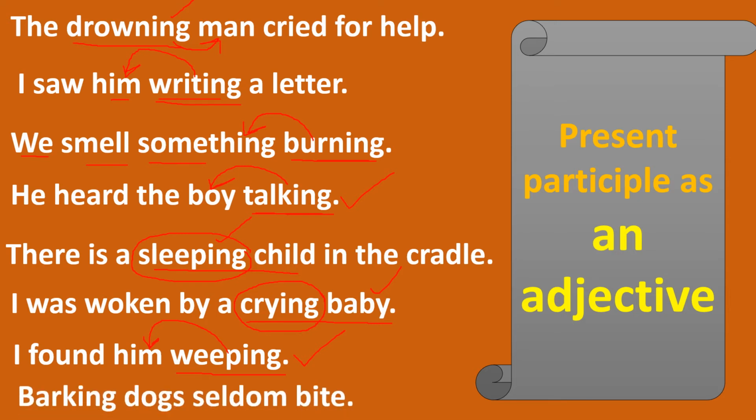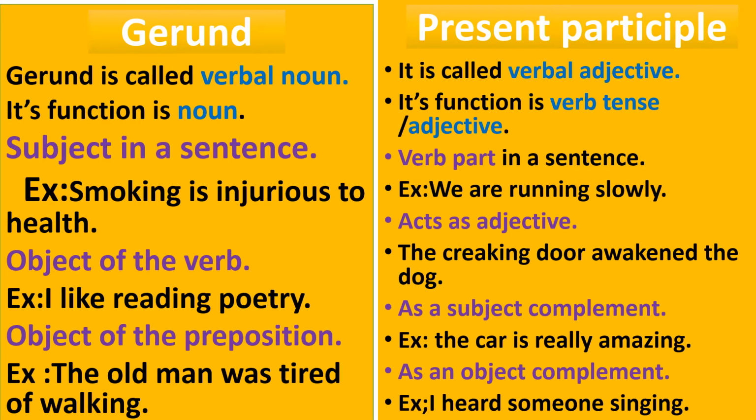Next one. Barking dogs seldom bite. Barking dogs means the dogs which are barking. The dogs are described by the word barking. Okay, that barking is an adjective in the form of present participle. Friends, we know that gerund and present participle have the same form, that is base form plus ing. Though they have the same form, there is difference in their usage.